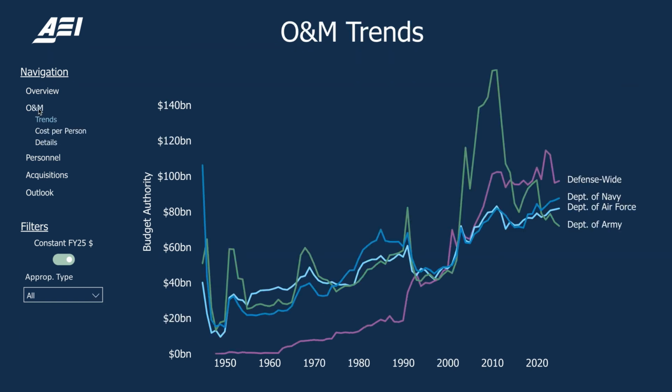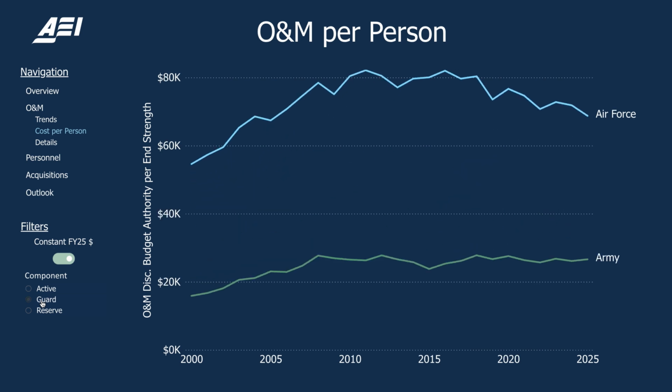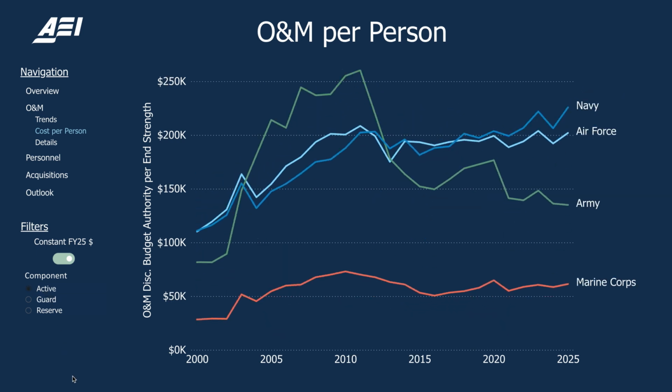If you go to the operation and maintenance section of the tool, the trends page breaks out the O&M part of the budget by military department. The cost per person breaks out O&M funding divided by the number of people in each of the military services to show you the O&M cost per person. You can filter this by component to show active, guard, or reserve. I should point out here that Space Force O&M is not yet shown because we don't yet have enough data in the historical record to show a good trend line.